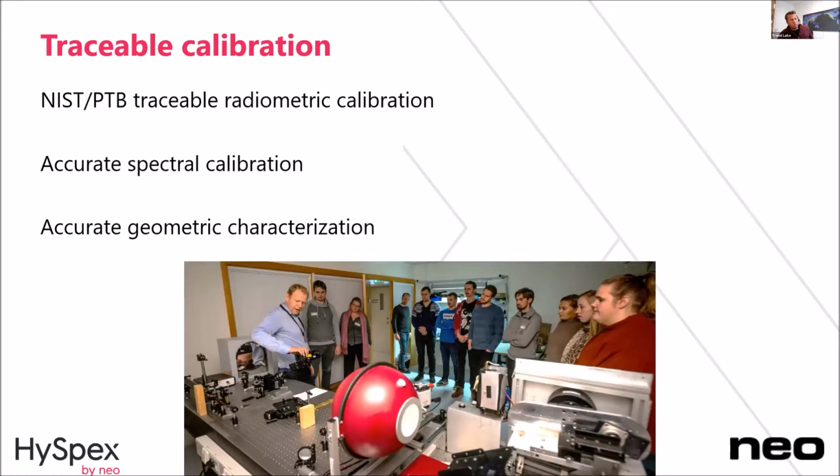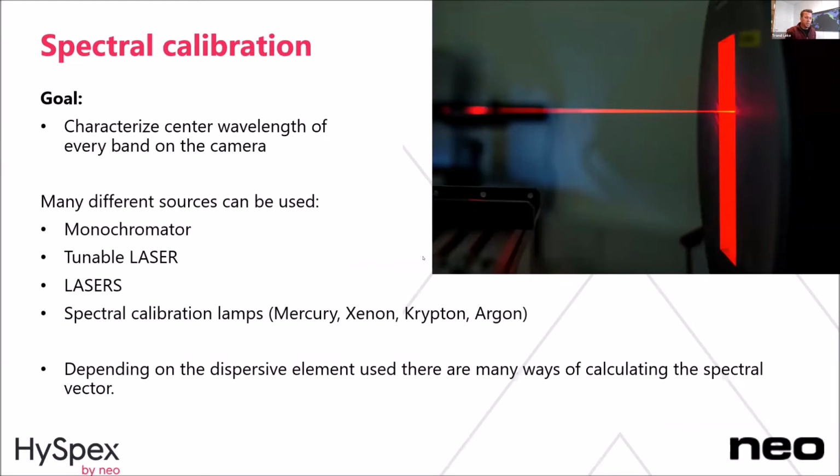Of course, for any remote sensing system, you need a traceable radiometric calibration, NIST or PTB for example, an accurate spectral calibration, and accurate geometric characterization. I'm coming back to that soon. Spectral calibration: basically, you are characterizing the center wavelength of each band in your camera. There are many ways to do that.